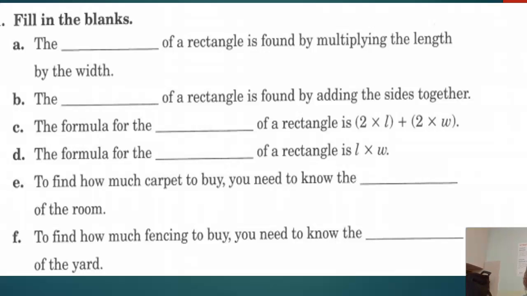The blank of a rectangle is followed by multiplying the length and the width. Write in your answer. Matthias, give me your answer. And I'm hoping that your answer was area. All right, go ahead and do number 2. The blank of a rectangle is found by adding the sides together.